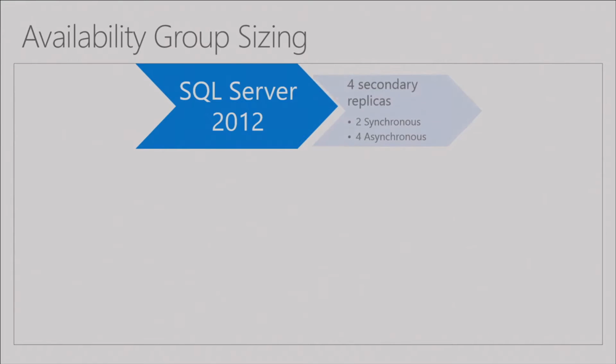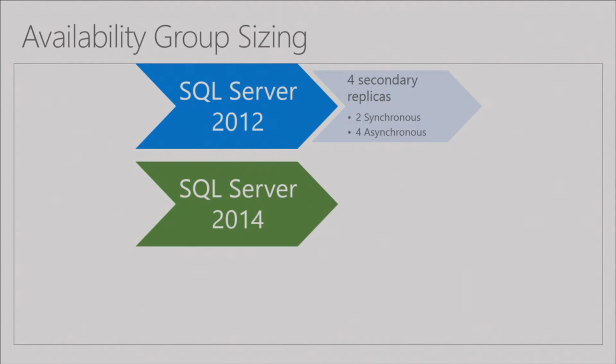Now, as availability groups were introduced, they were introduced as a 5-node availability group, a primary and 4 secondaries. Of those 4 secondaries, up to 2 of them could be synchronous. When we introduced SQL Server 2014, we actually doubled the size of the availability group. We went from 4 secondaries to 8, but still only 2 of those could be synchronous.